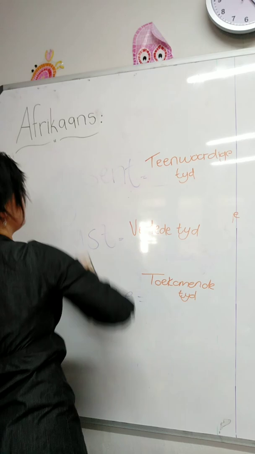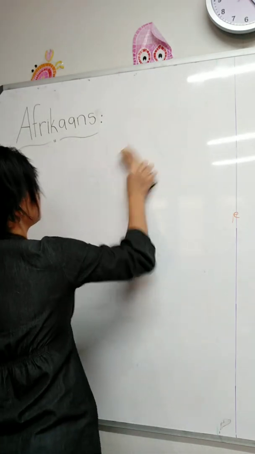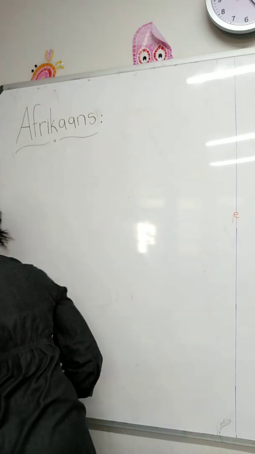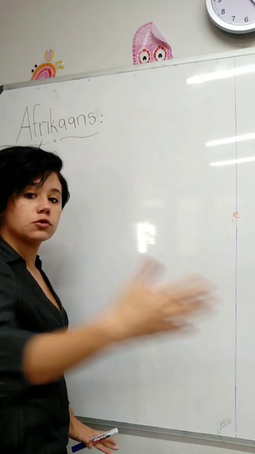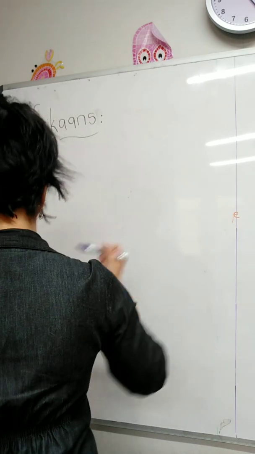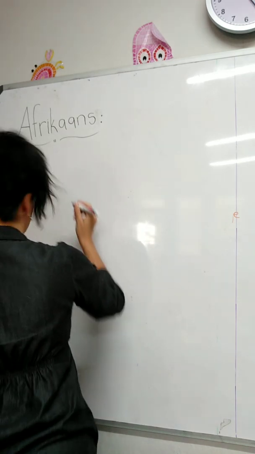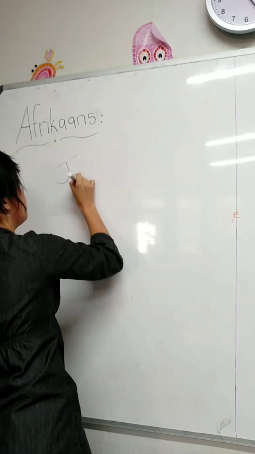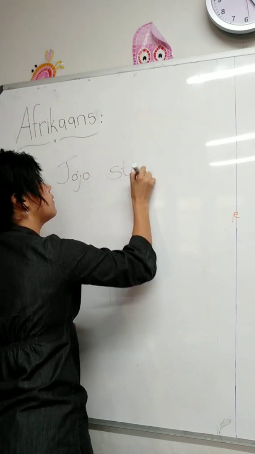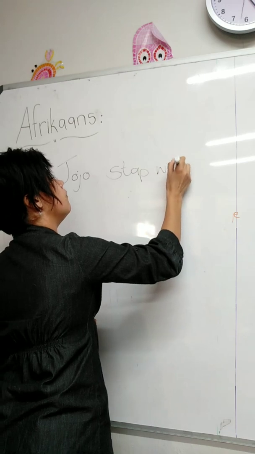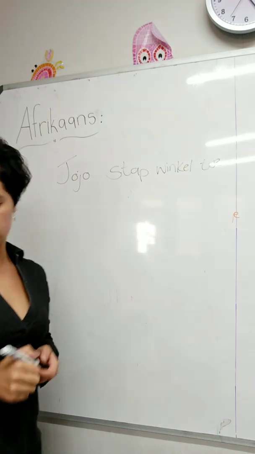Now, I want you to quickly have a look at this. So, you will get a sentence in present tense always, that you need to either change to past or to future tense. Good. Now, let's give you your sentence. The sentence is Jojo stap winkel toe. So Jojo is walking to the shop.